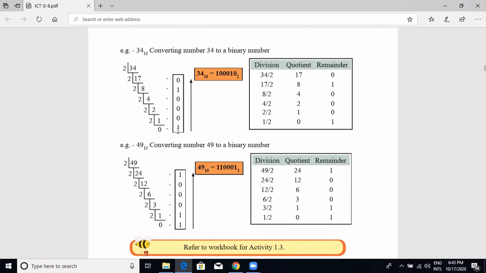1, 0, 0, 0, 1, 0. That is the answer. So you are converting 34 in decimal to binary. So the binary answer is 1, 0, 0, 0, 1, 0. Understood?